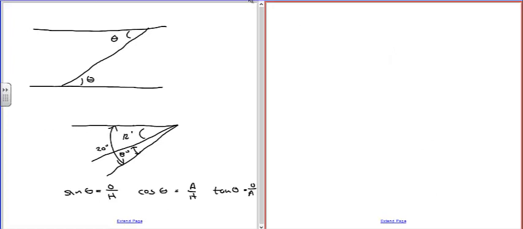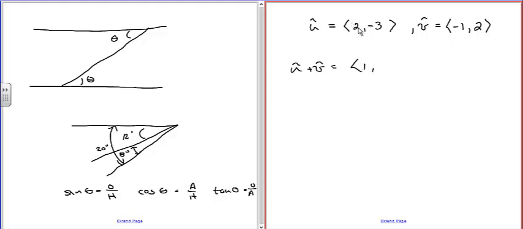Okay, then you've got some vector problems. So one problem is just I give you two vectors, and it asks you to do some vector operations, addition and subtraction. So, let's say I asked you to add the two vectors together. All you do is add the components. So you get 1, 2 minus 1 is 1, negative 3 plus 2 is negative 1. So that would be them added together.